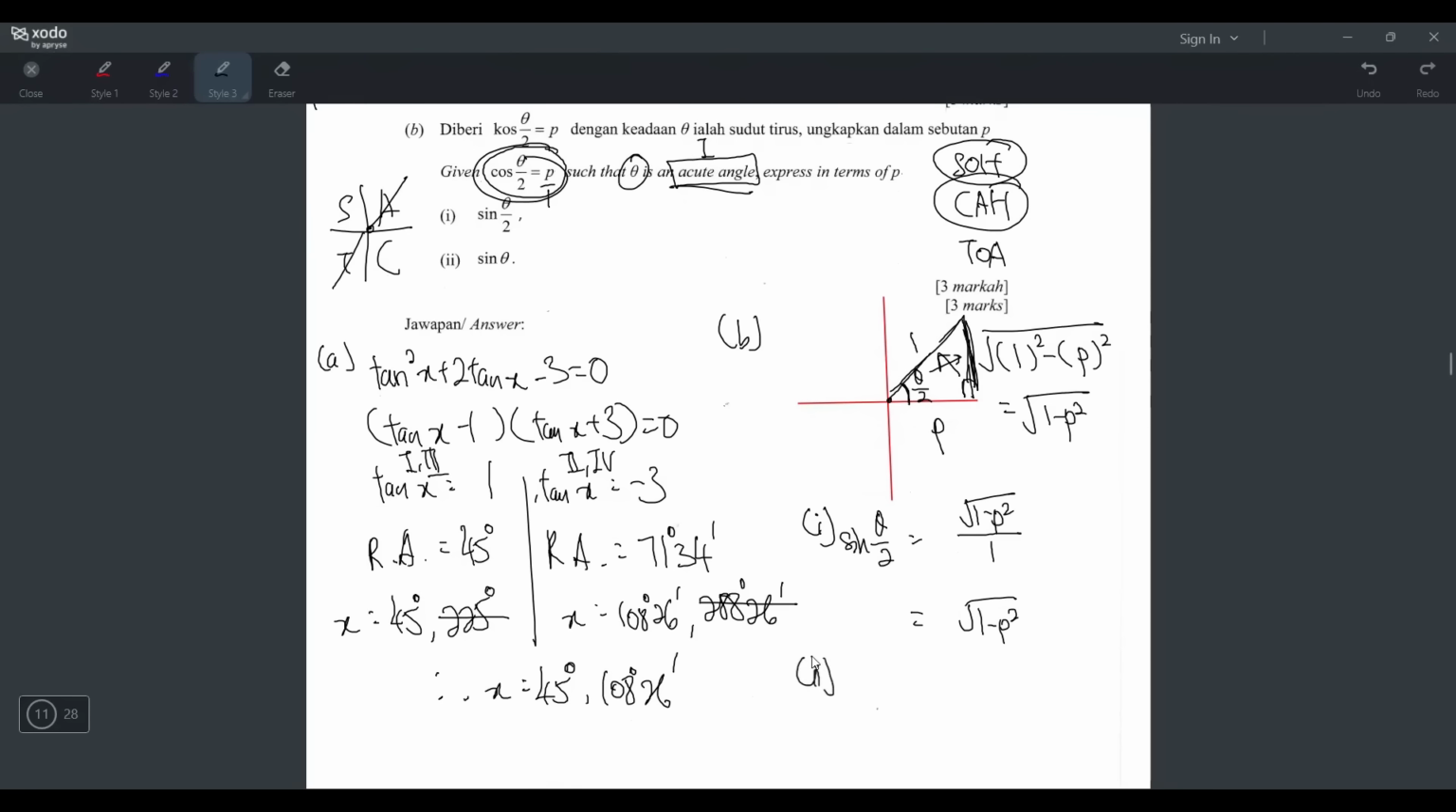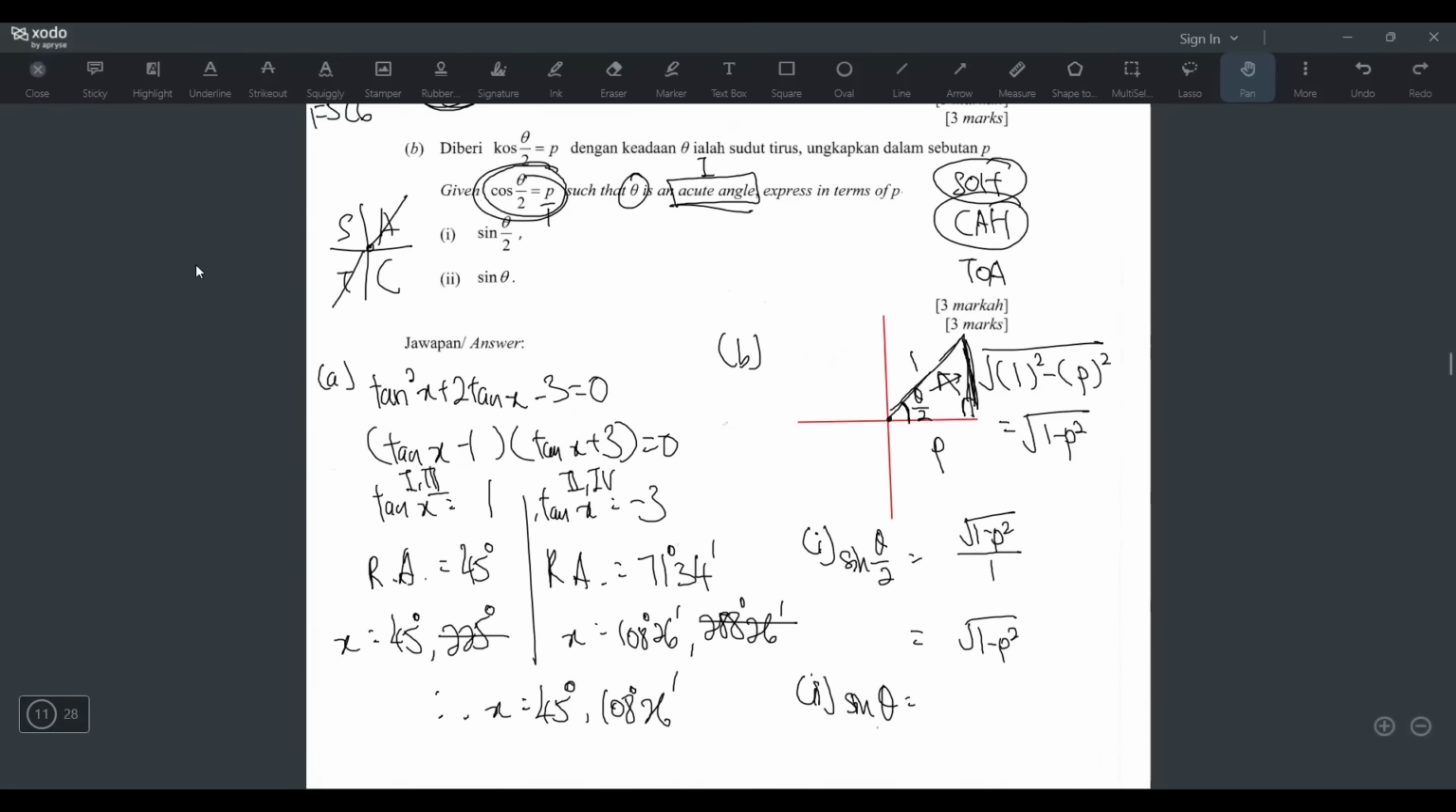Okay, let's do number 2 now. They want sine theta. I cannot use this diagram already. You know why? Because this diagram is for angle theta over 2, and this one is for theta, right? And you don't tell me, oh sir, just take this answer and divide by 2, because sine theta over 2 is this, so to find sine theta I just divide by 2. Cannot. That's the wrong way to do it. So what you should do is use the half angle formula.